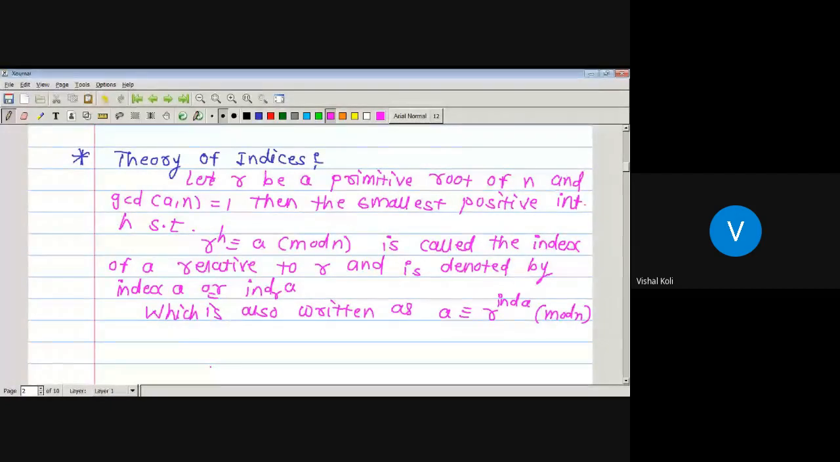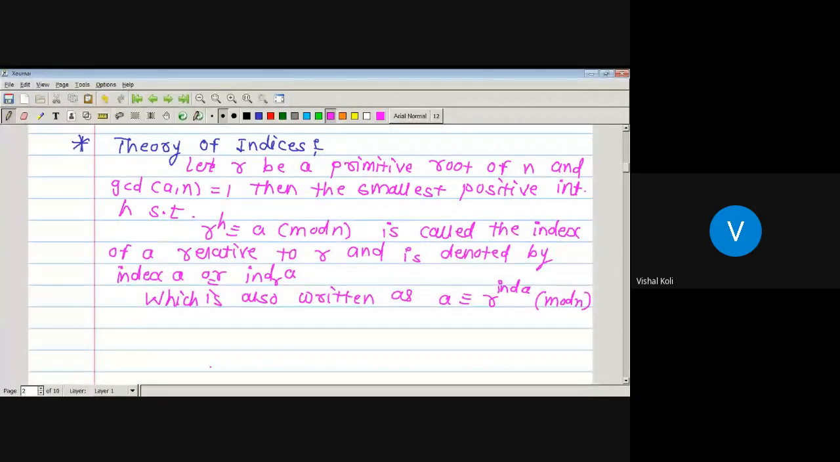Okay, so what is the index of any integer a? If r be any integer which is a primitive root of n, primitive root of n means r to the power phi of n is congruent to 1 modulo n, and r to the power k is not congruent to 1 modulo n whenever k is less than phi of n. That is, we have given r is a primitive root of n, and a be any integer which is relatively prime to n. Then the smallest positive integer.